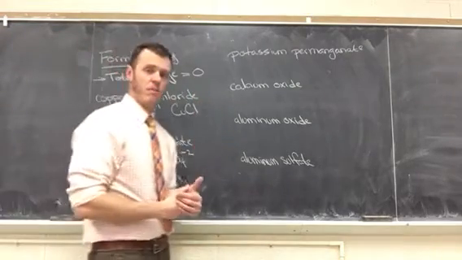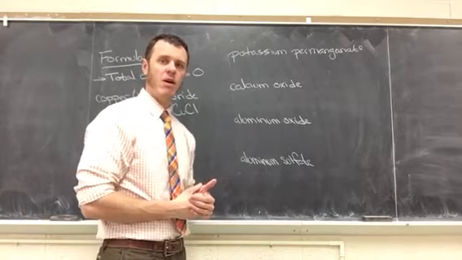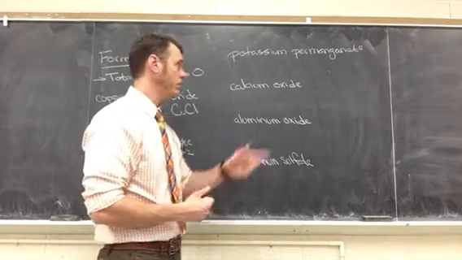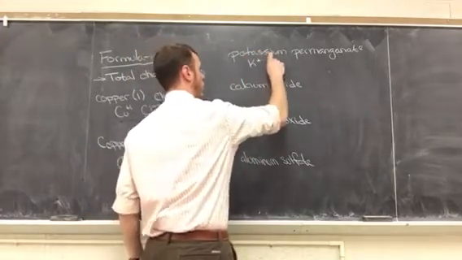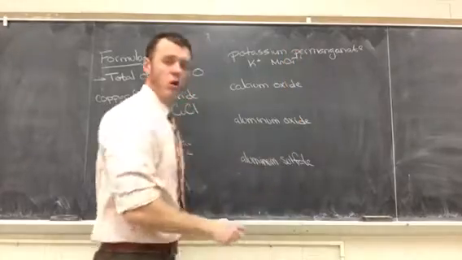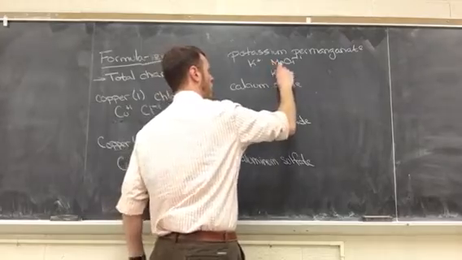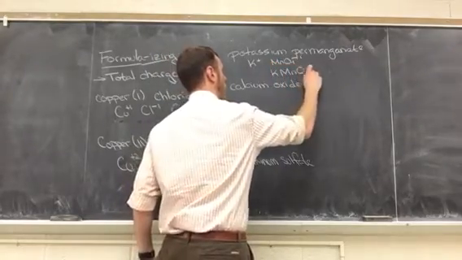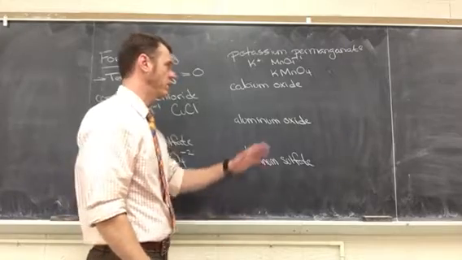Moving on, potassium permanganate. If you remember the permanganate ion, it's MnO4-. Potassium is +1. We have MnO4-1, which means we need one of each ion in order to form the compound, KMnO4. Hopefully I'm not going too fast.